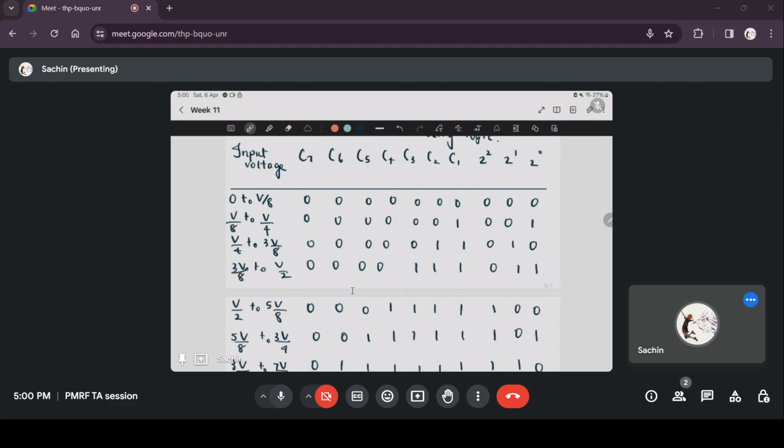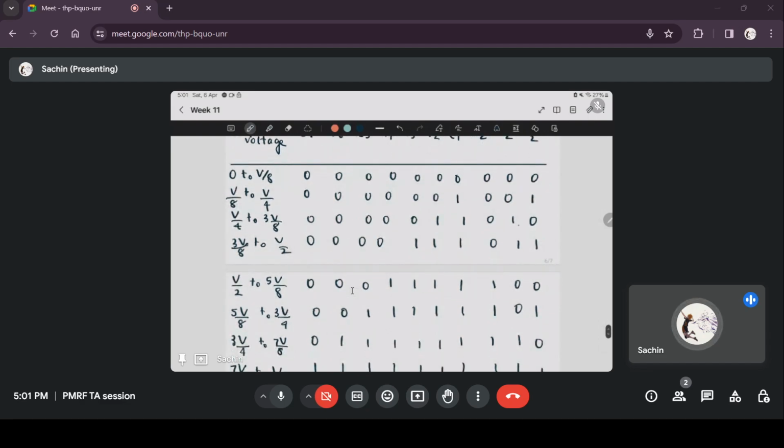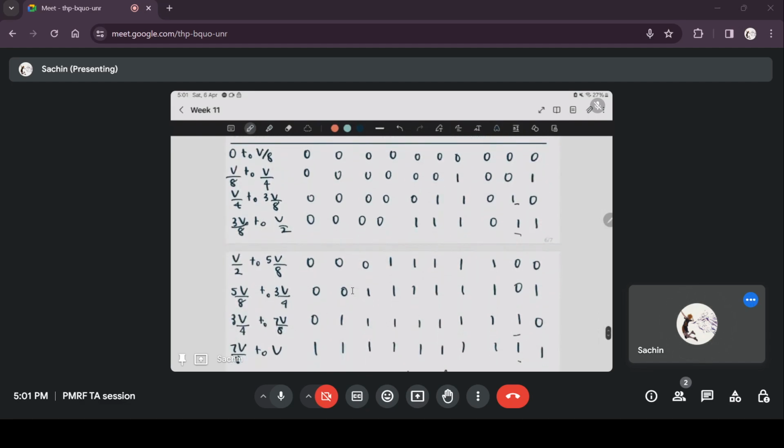If you write out the truth table for the other bits, you can find the logic for them. You'll find that 2 power 1 is 1 in these 4 combinations, and in those 4 combinations either C6 is high, or C4 is low and C2 is high. So the encoding logic is C6 plus C4 complement C2. Similarly for 2 power 0, the encoding logic is C7 or C6 complement C5 or C4 complement C3 or C2 complement C1.